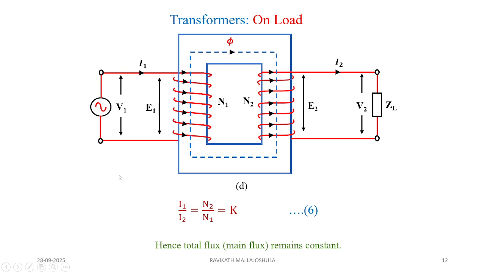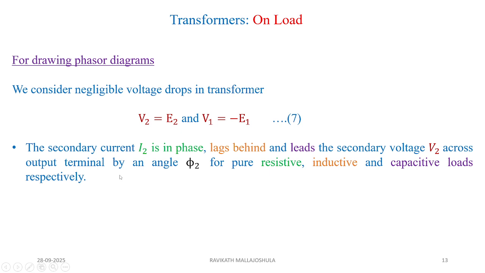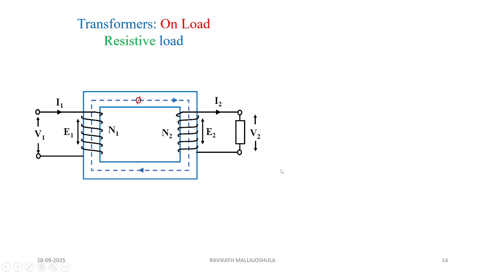Now that load can be resistor, inductor or capacitor. So while drawing the phasor diagrams, in order to understand, we have considered V2 is equal to E2 and V1 is equal to minus E1, right? The secondary current is in phase, lags behind, or leads the secondary voltage V2. Three conditions. The voltage across the output terminal is shifted by an angle phi 2 for resistive, inductive and capacitive loads respectively. Now you can see for a resistive load what we have to do.